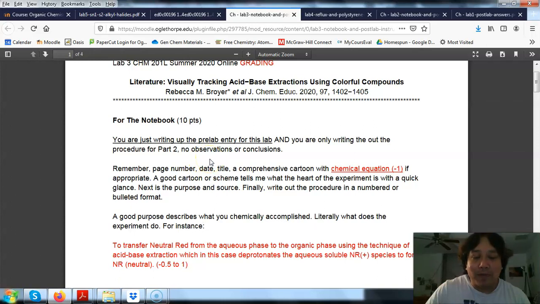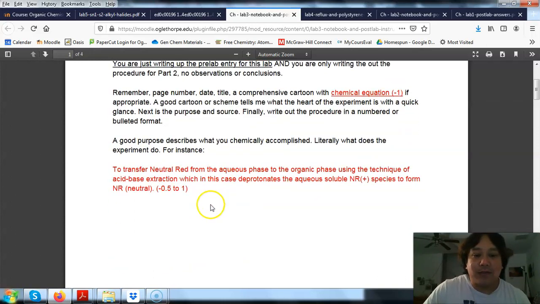What is the purpose for part 2? The purpose for part 2 is literally to transfer the molecule neutral red from the aqueous phase to the organic phase using an acid-base extraction technique. I add a little bit more, which in this case deprotonates the aqueous soluble neutral red plus species to form the neutral red neutral species.